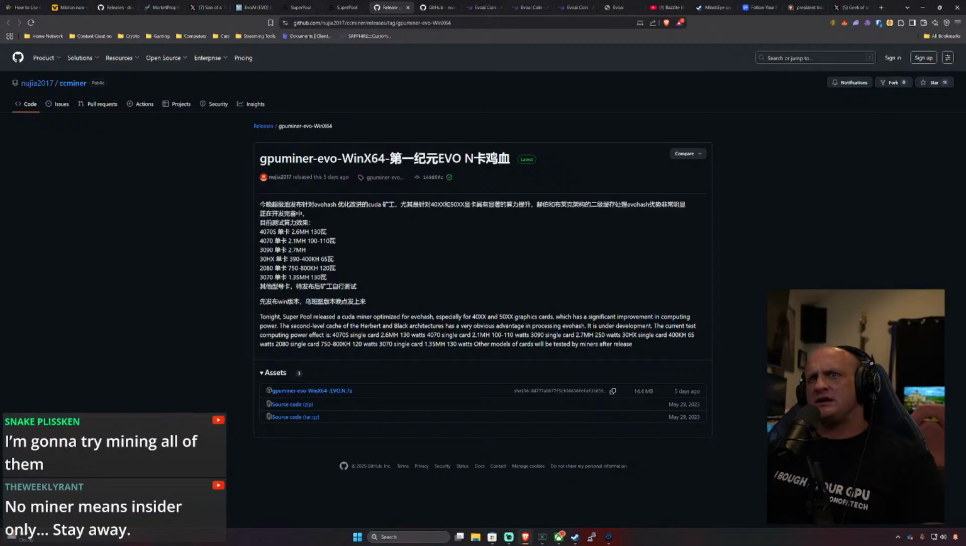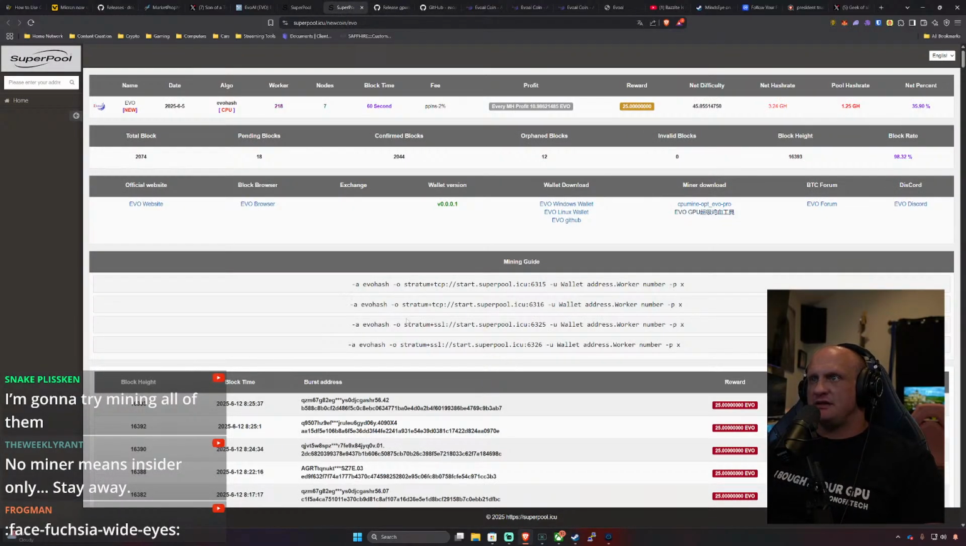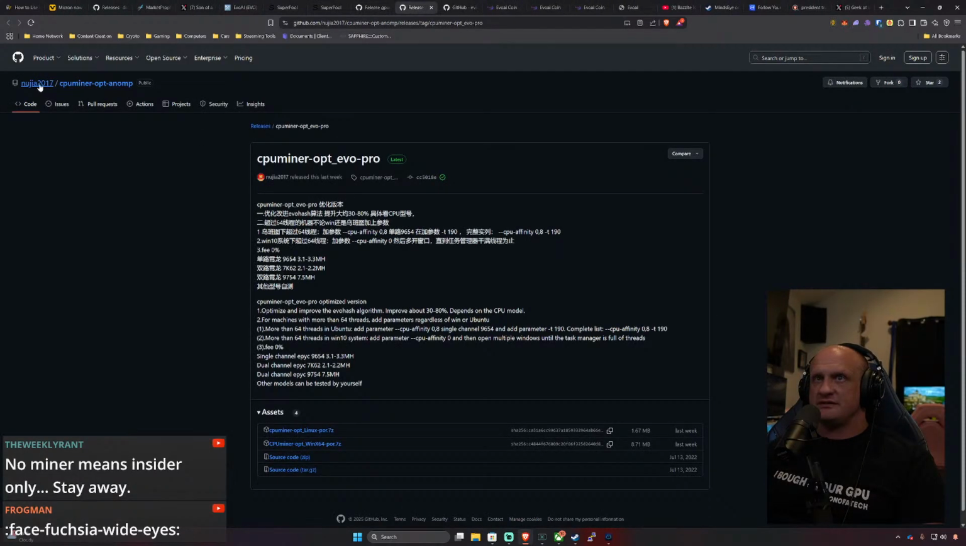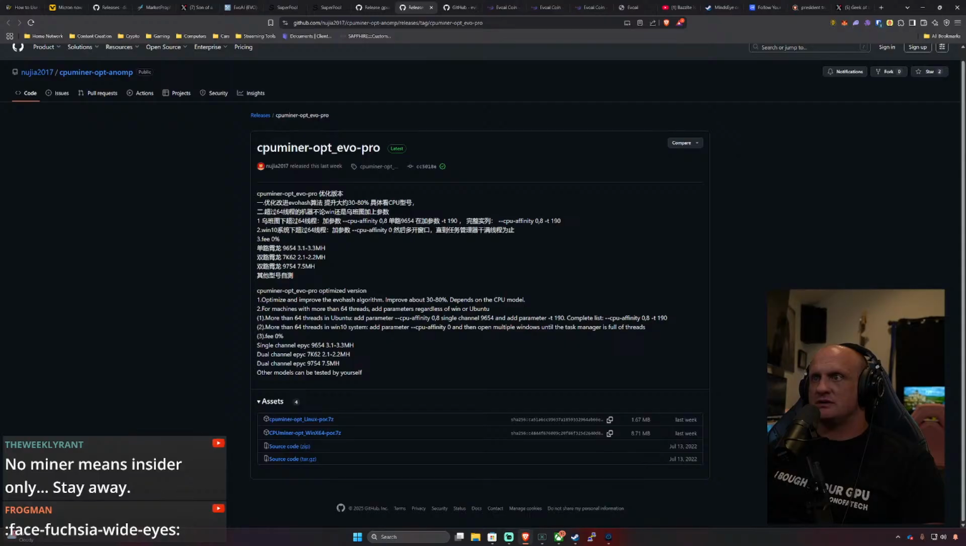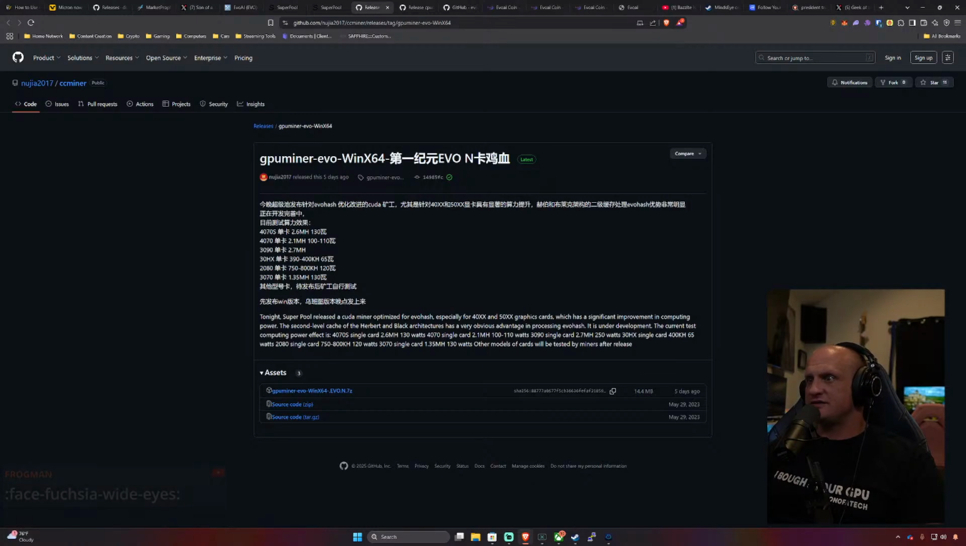Or does it mean... No, this is CC miner. So it's a fork of CC miner that added CUDA. What is Evo hash? Evo Pro. This is off the same GitHub. Prove Evo hash about 30 to 80%. We're in 64%. Gives you the numbers here.